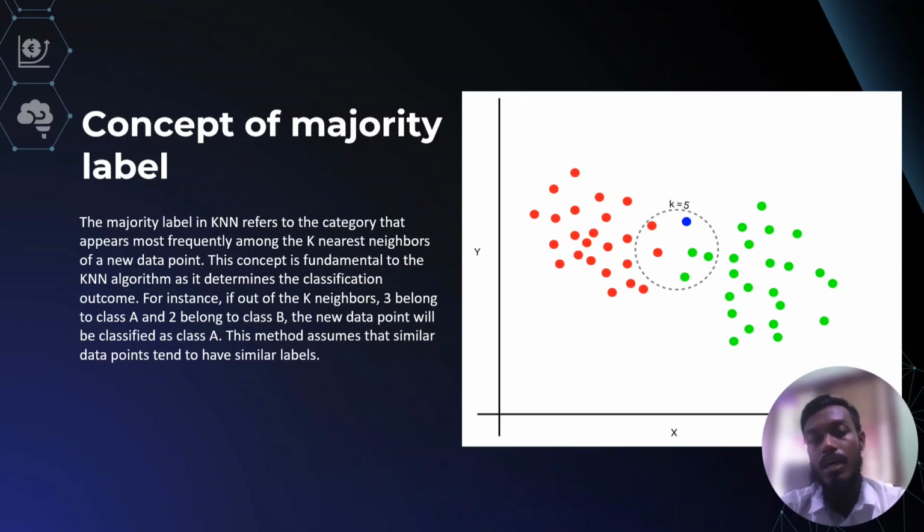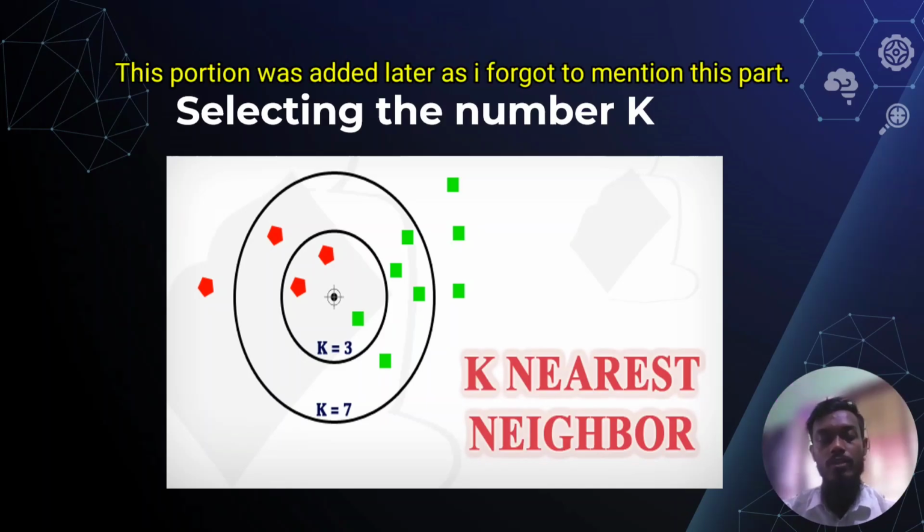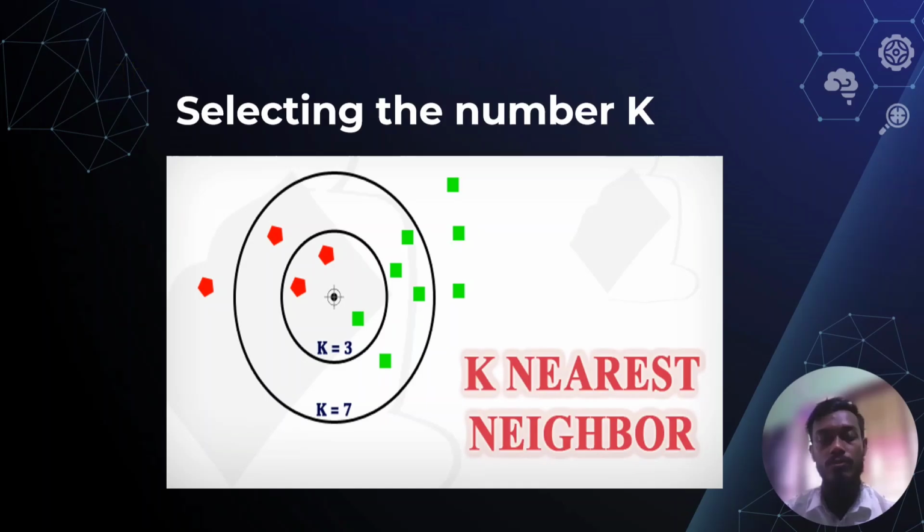This is how the concept of majority voting works, and this is probably the most important part in KNN classification. After that, one more important thing is how do we select the number k? Honestly speaking, there are no predefined rules for selecting the optimal k. What we can do is iterate over some values of k and find out which k gives the best results. But to start with, we can take k equal to the square root of n, where n is the total number of data points available in our data set.